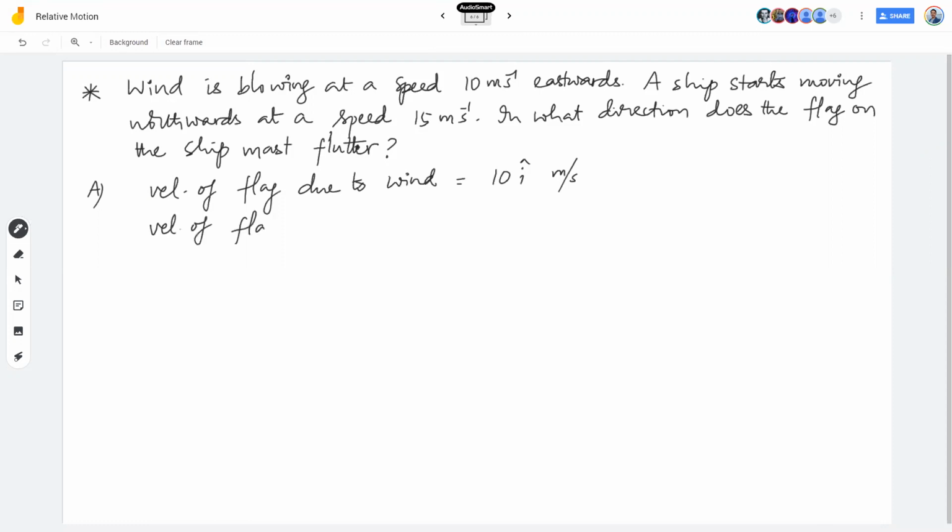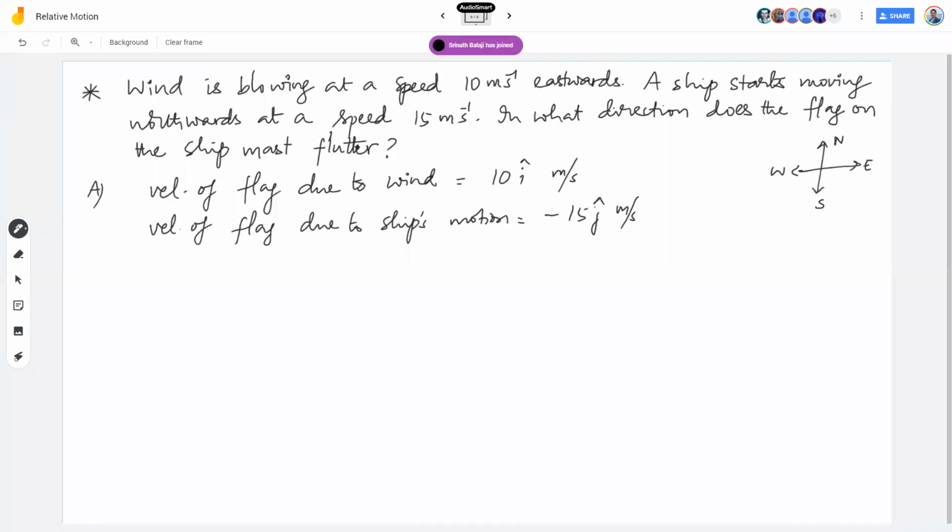Velocity of flag due to ship's motion: the ship's motion is 15 meters per second northwards. But because of the ship's motion, the velocity of the flag would be minus 15 j cap, 15 southwards. Understood or not? This is east, west, north, south. North is j cap, east is i cap.